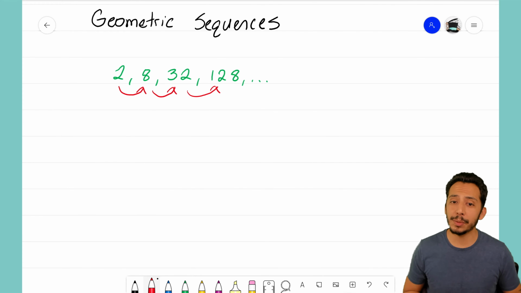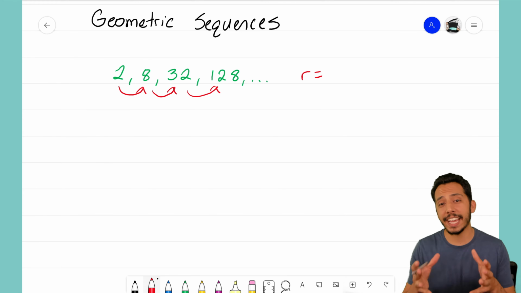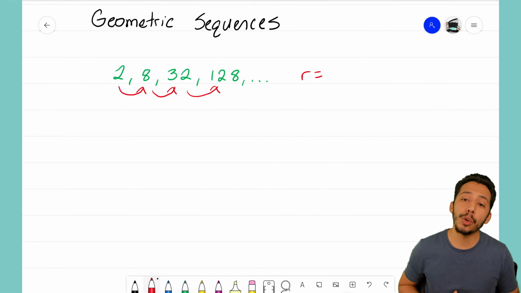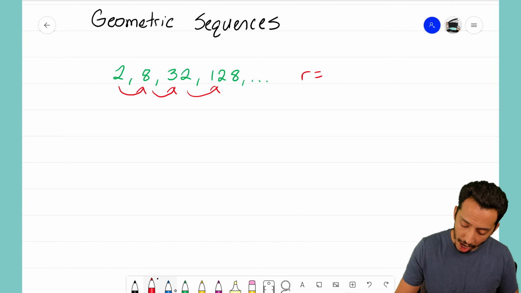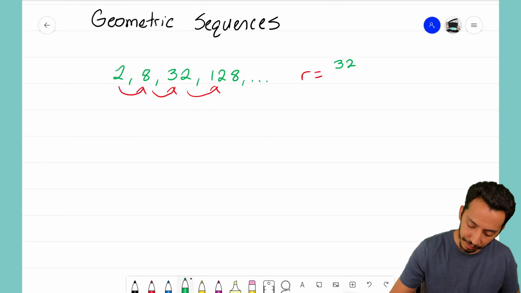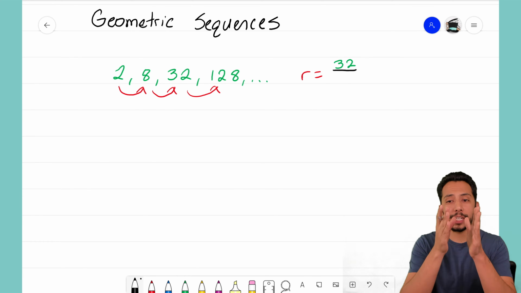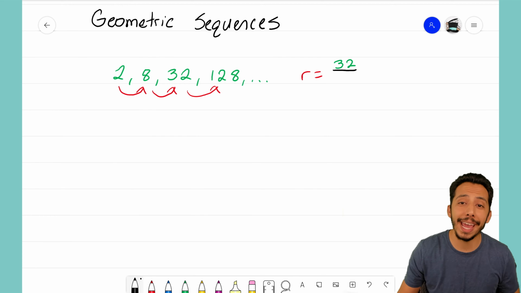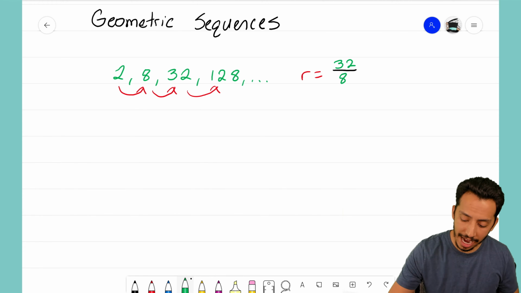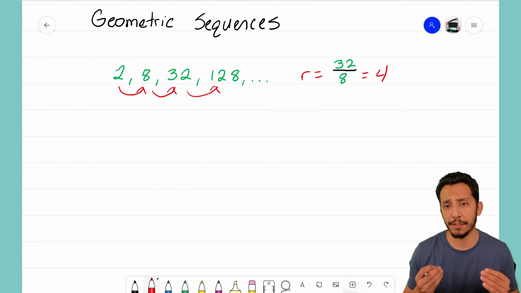Some of you might be able to see what that is right now, and some of you might not be able to. But to help you with that, remember, we do have a little way of finding it. R stands for common ratio. In order to find our common ratio, you can select any number from the sequence. I'll go ahead and select the 32. We want to divide that by the term before it, which would be my 8. So I take 32, divide it by 8, and we determine that the common ratio is 4.